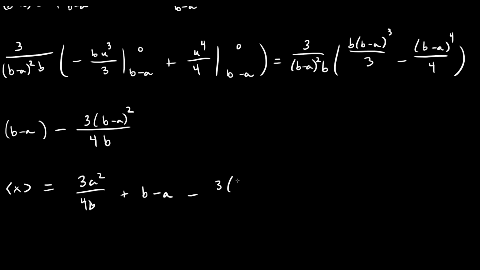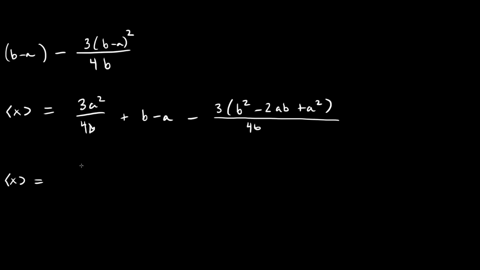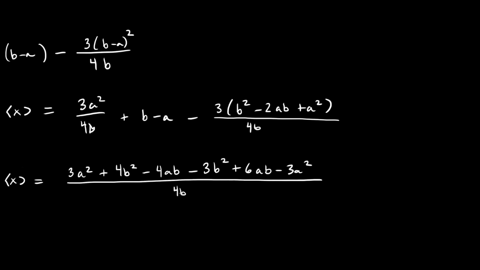And now we can factor this, which is (b squared minus 2ab plus a squared) over 4b. Now we can simplify this further by having the denominator of all these terms to be 4b. So we just have to worry about these two terms here. So it's 3a squared plus 4b squared minus 4ab. And then now we can distribute this 3 in. So negative 3b squared plus 6ab minus 3a squared. And this is all over 4b.